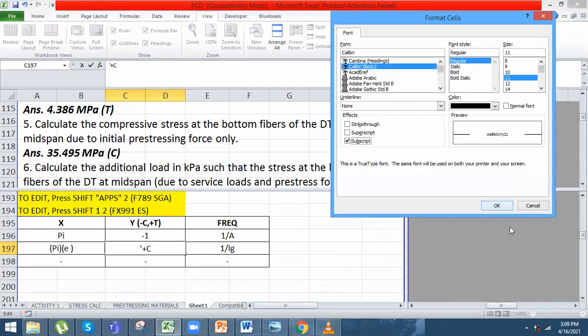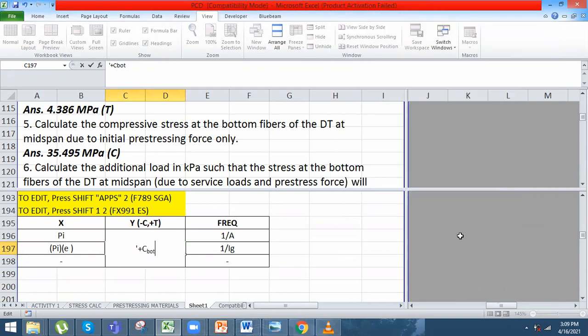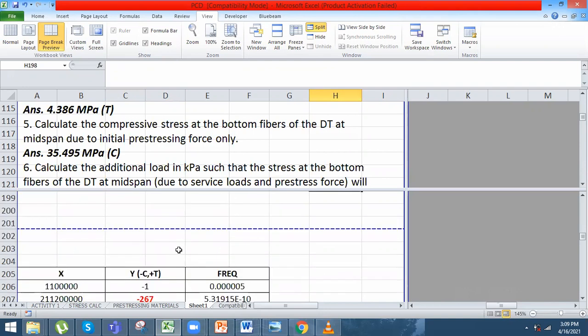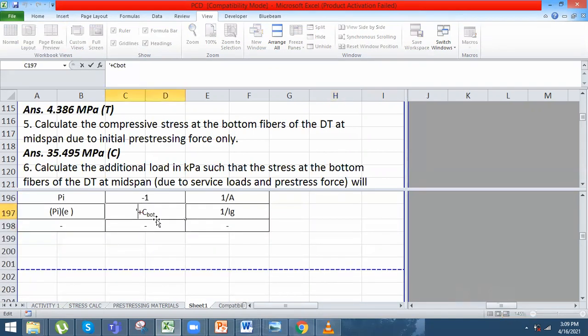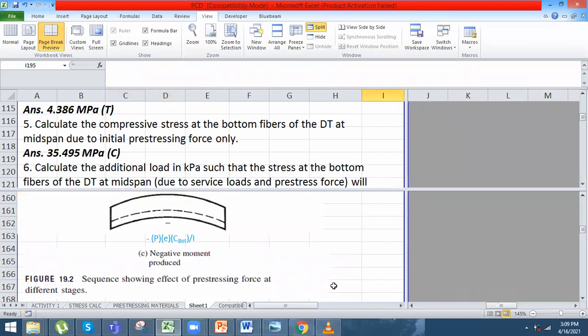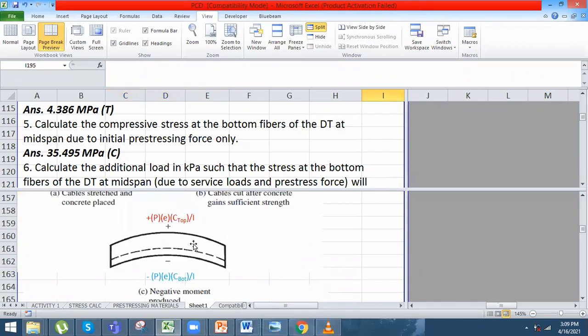Okay. Yan, that is the bottom. Okay, so pagka kay bottom na, dapat siya ay negative. So paano mo nasabing ganyan, sir? Dahil dito. Okay, yan yung effect ng pre-stressing force pag yung pre-stressing force natin is nasa below the neutral axis.